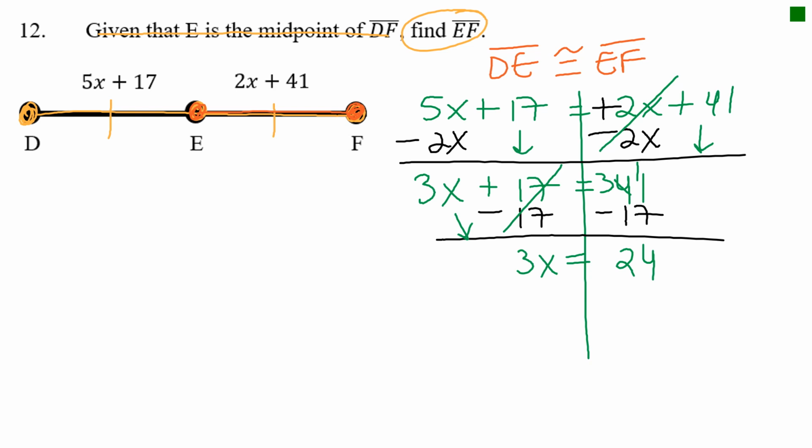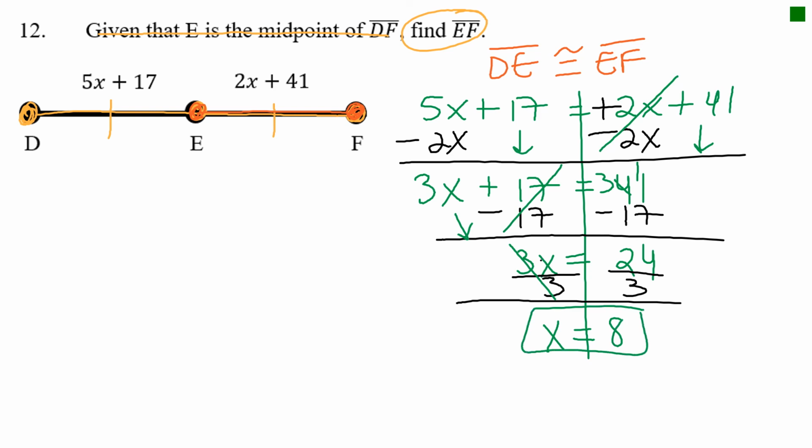Variables are on one side, constants are on the opposite. Last step is to divide or multiply. This is 3 times x, so to undo the multiplication by 3, I'm going to divide both sides by 3. 3 divided by 3 is 1, so we bring down the x, and on the right, 24 divided by 3 is going to give us 8. Now, that's nice. We did solve the variable, but we still need to find EF.